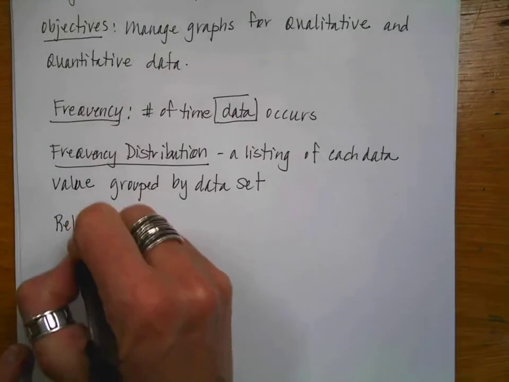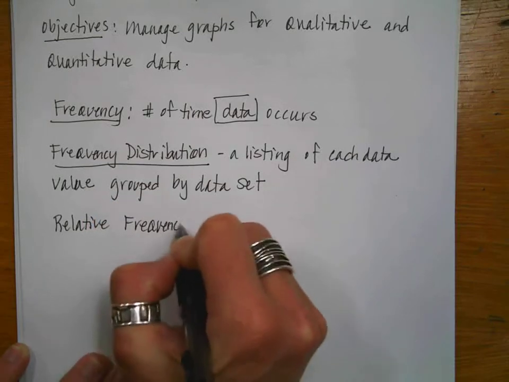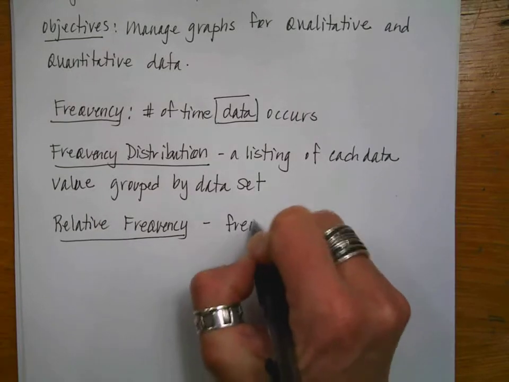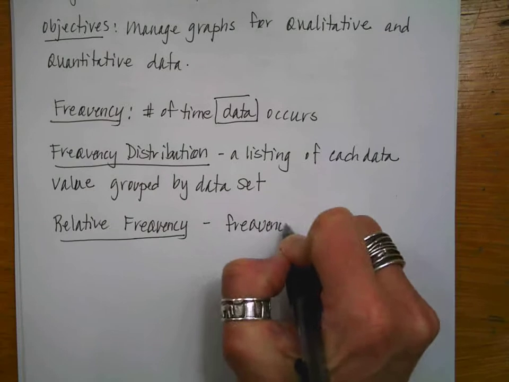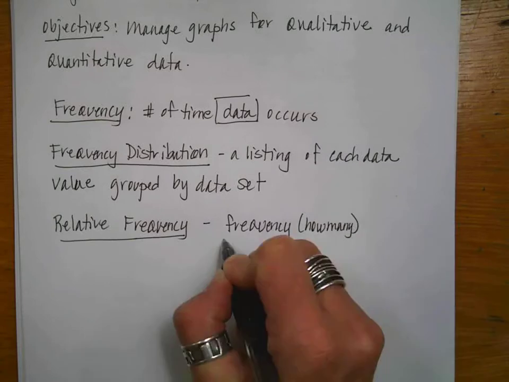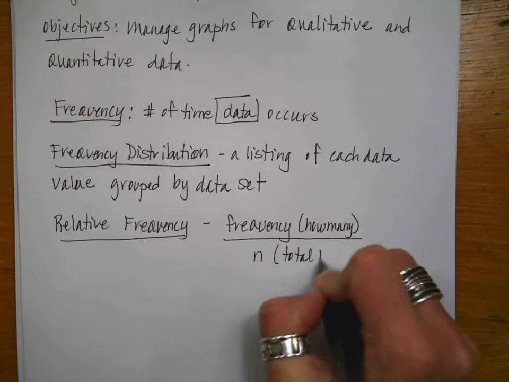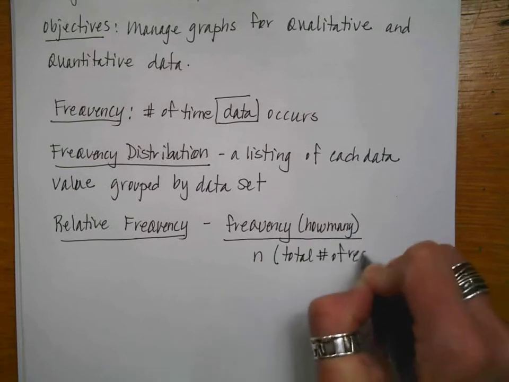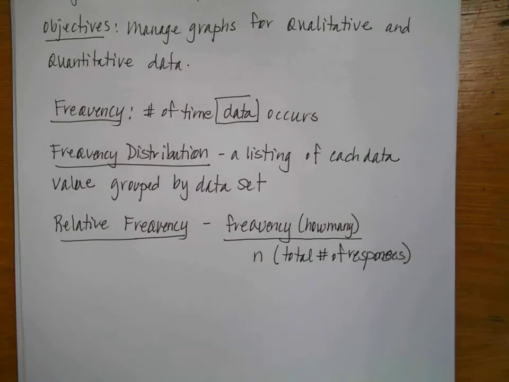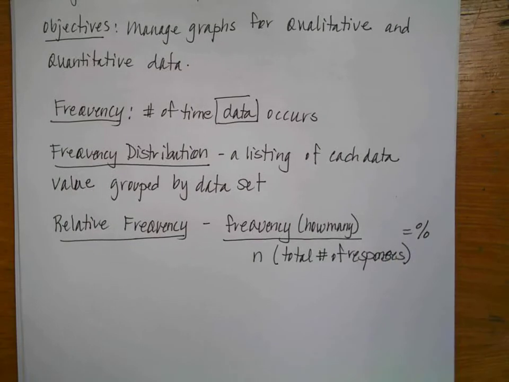And then the next one that we're going to talk about is relative frequency. So the relative frequency is going to be the frequency. And remember, that's going to be how many. And then you're going to divide by n, which is the total number of responses, or however the data is organized. Okay? The relative frequency is a percent, and that would be how we report.